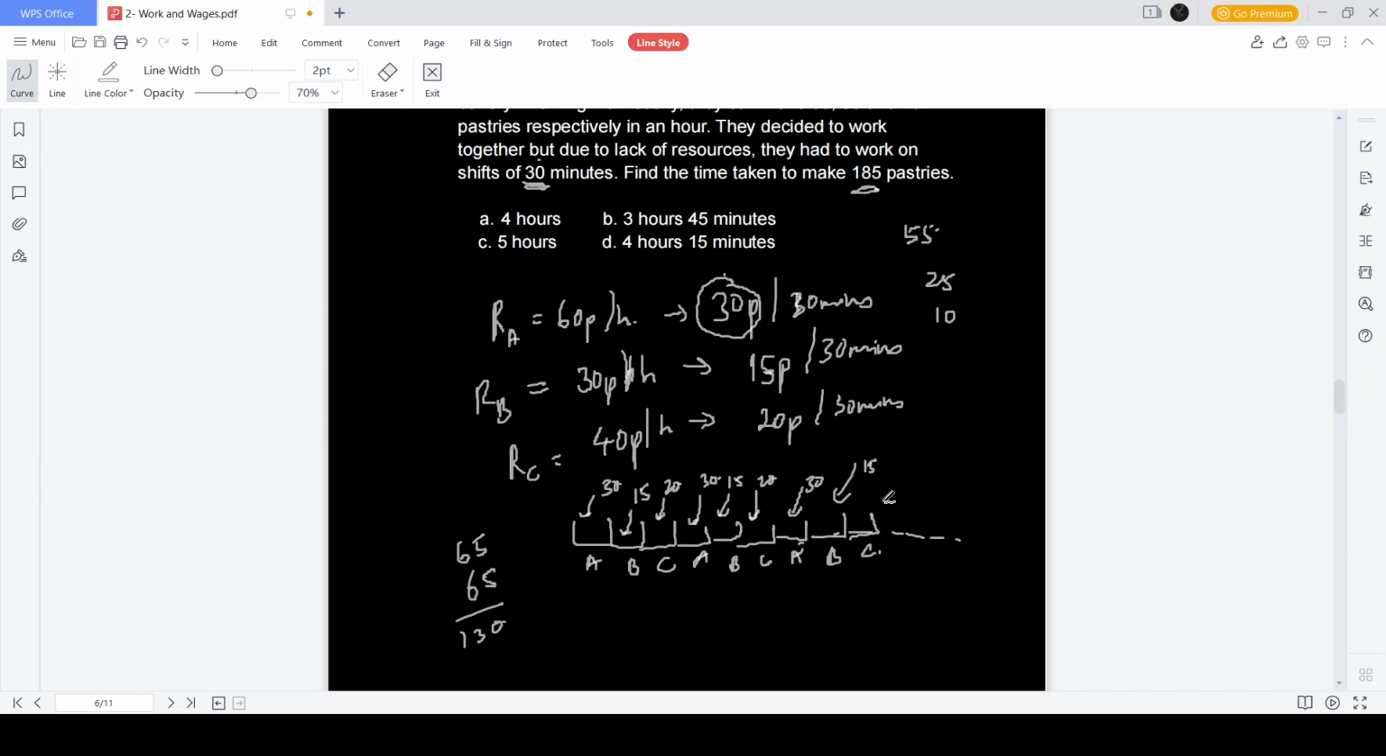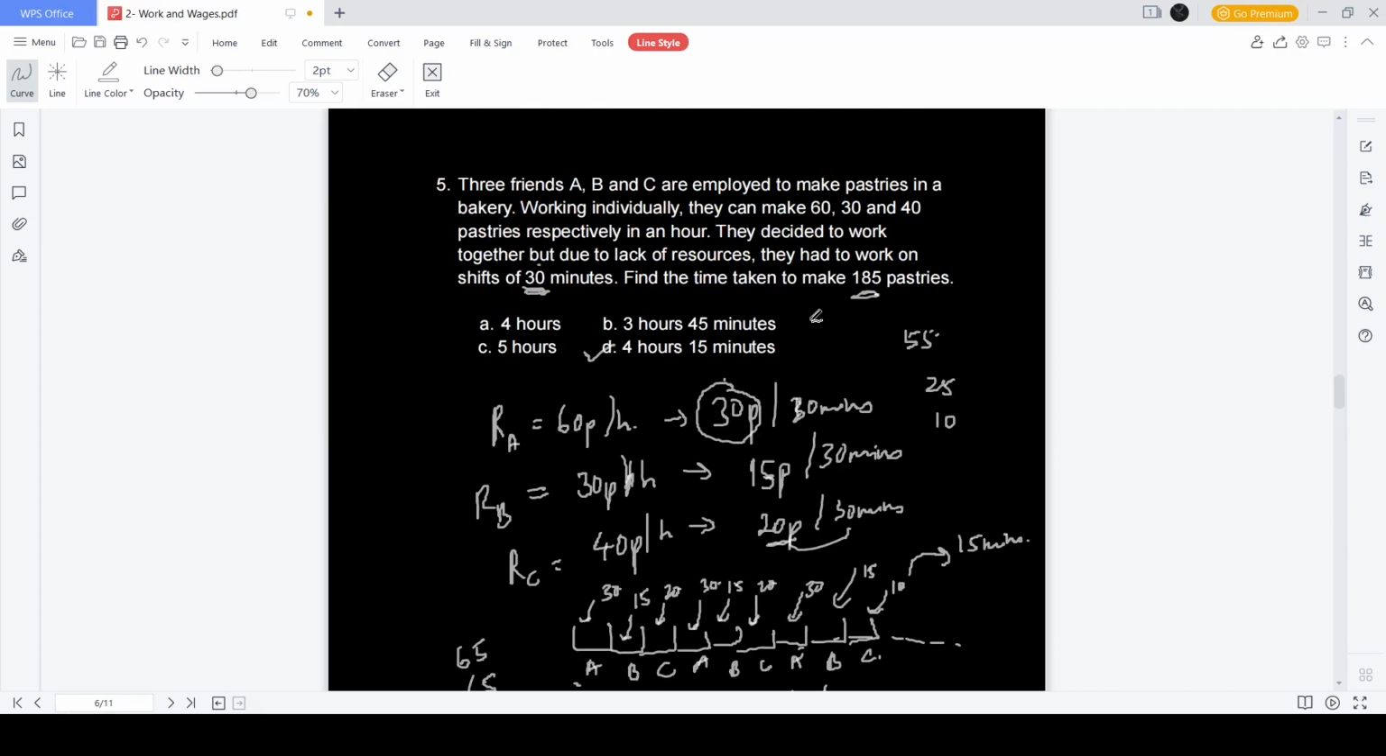And for C's shift, C only has to make 10. If C can finish 20 pastries in 30 minutes, it can finish 10 pastries in how many minutes? This becomes 15 minutes. So if we add up, we get 1, 2, 3, 4, 5, 6, 7, 8. 8 into half an hour plus 15 minutes is the amount of time it takes. So this is 4 hours and 15 minutes. So they take 4 hours 15 minutes to finish the whole batch of 185 pastries.